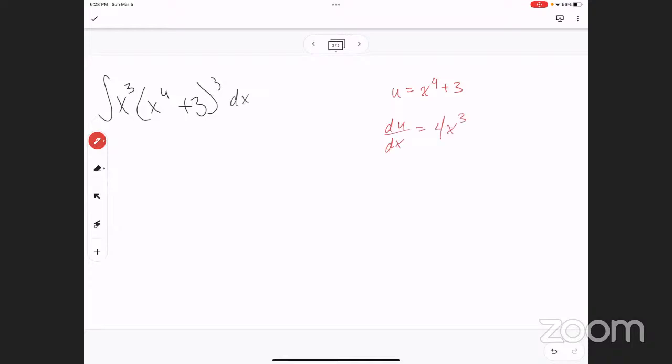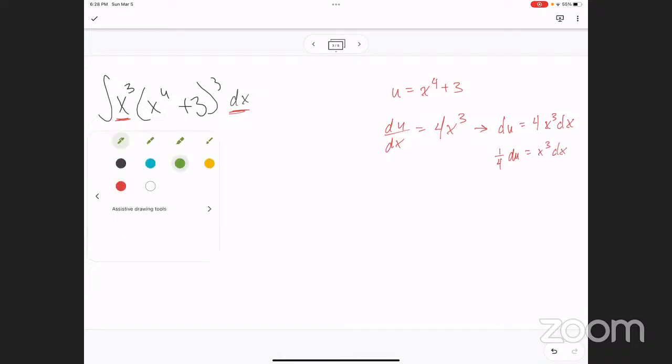4x cubed, which means dx, I like to rewrite. Well, actually, I'm not even going to write dx. I'm going to write du equals 4x cubed dx. Because do you see my x cubed dx over here? So now I'm going to take this 4 and divide it. So 1/4 of du equals x cubed dx. And that's what I'm going to plug in for that when I see it.